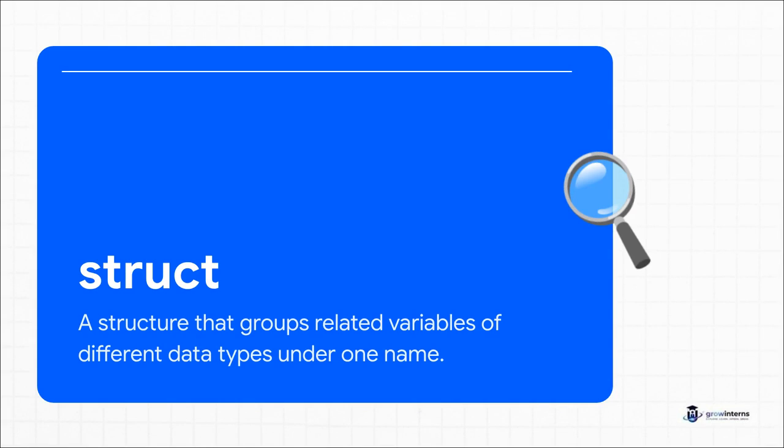And here's the absolute key. They can be of different data types. Think about it. An array can hold a bunch of things, but they all have to be, say, integers. A struct lets you mix and match. You can have a string, a double, and a Boolean all living happily together in one package.